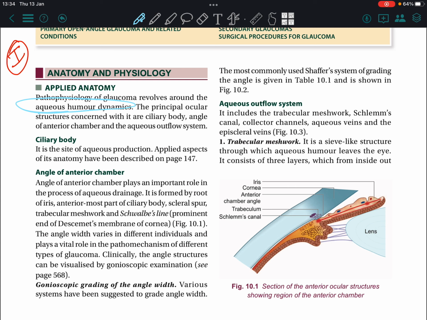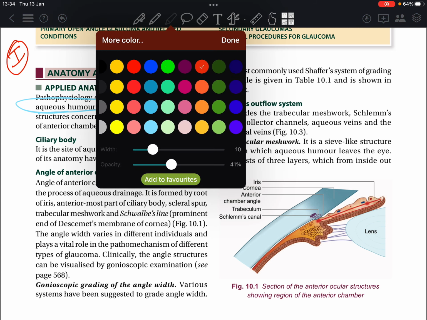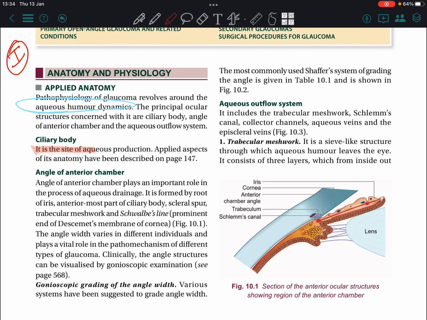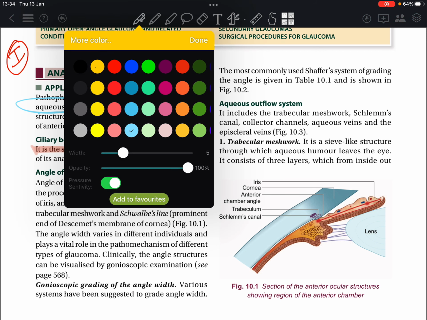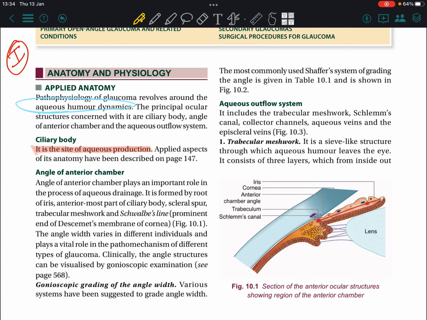Ciliary body: it is the site of aqueous production. Angle of anterior chamber: the angle of anterior chamber plays an important role in the process of aqueous drainage.